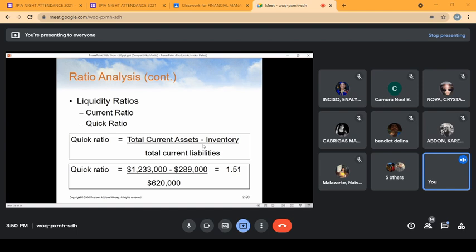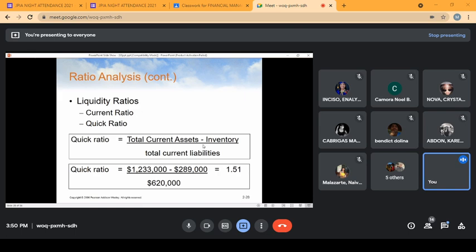Kasi, minsan, sasabihin, provided si 1.97, provided si 1.51, provided si 620, yung ipapahanap si 289. Itong 289 ang hahanapin. Merong ganon. Magagaling talaga yung gumagawa ng exam. Pinaglalaruan kayo. The purpose of that is to check talaga if you are able to remember the computation of current ratio and the quick ratio and what its composition.